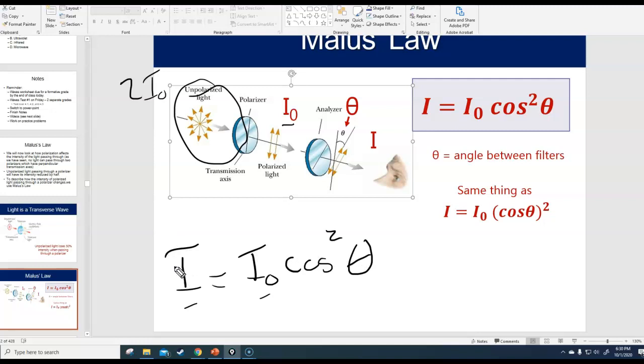By the way, some of you might be thinking, wait, didn't he say something about the intensity being reduced by half? Why would it be the same if theta was 0?